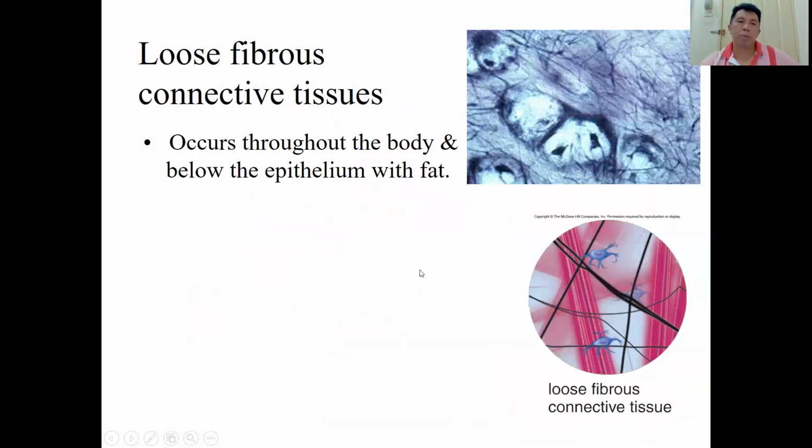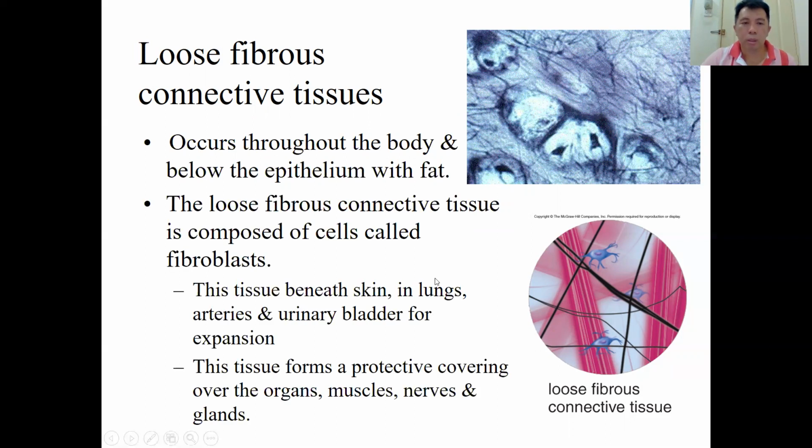So loose fibrous connective tissue occurs throughout the body and below the epithelium, together with fat. Because it is loose, when you touch it, it is soft. The loose fibrous connective tissue is composed of cells called fibroblasts. Okay, fibroblast. So you know what blast is for? This tissue is found beneath the skin, in the lung, arteries and urinary bladder, for expansion.